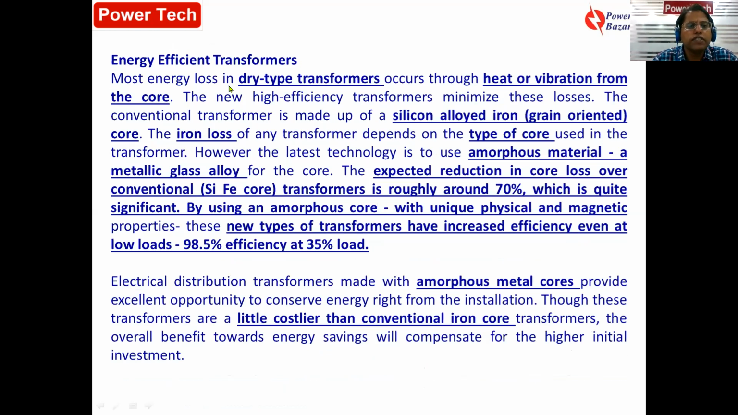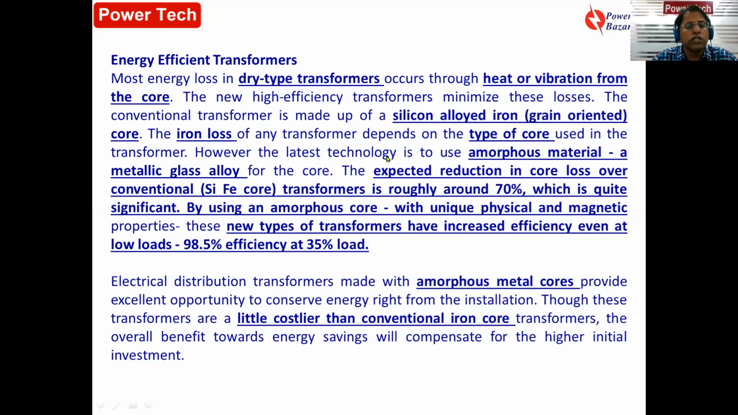Now, what are energy efficient transformers? In the case of a dry transformer, there are heat vibrations in the core, which heat the transformer. So you use silicon alloyed iron or grain oriented core. Because of this high quality iron, the iron losses reduce. So iron losses depend upon the quality or the type of core.